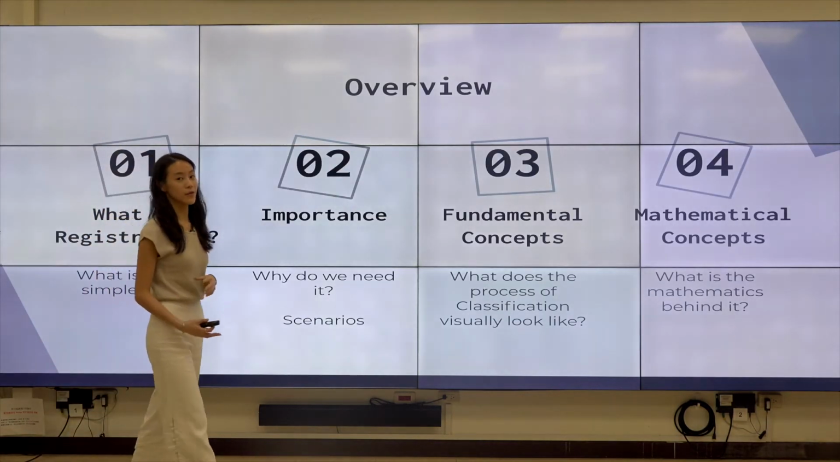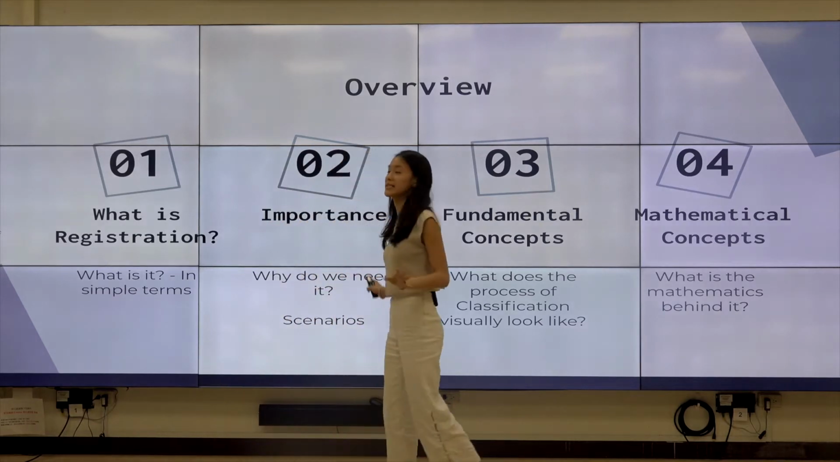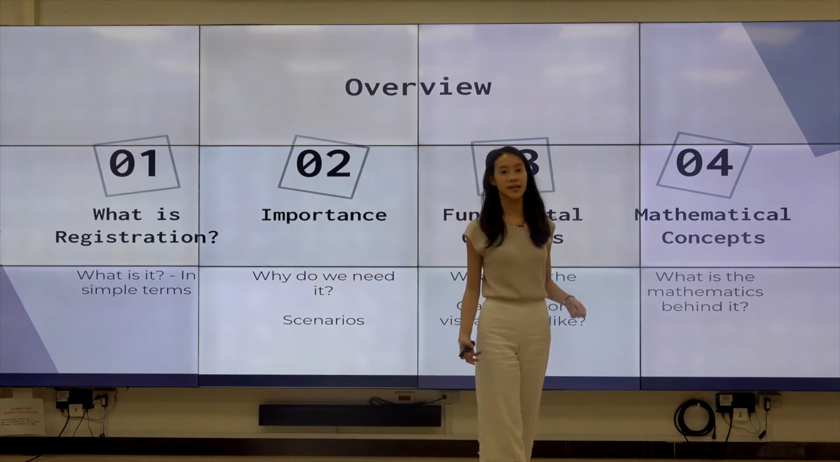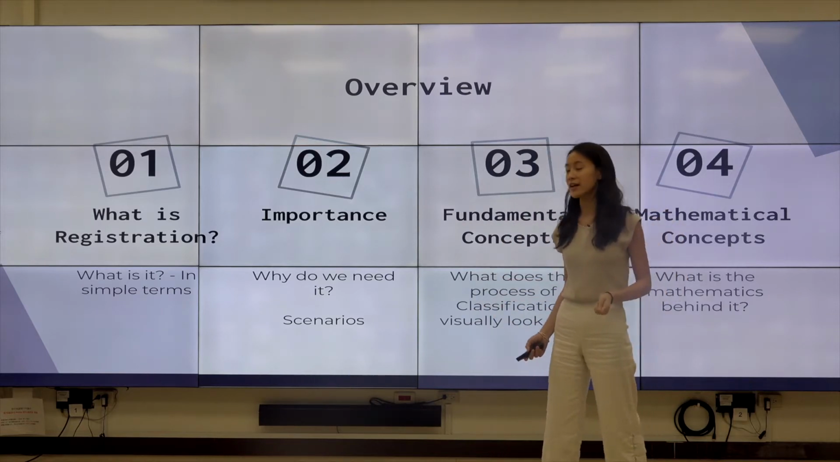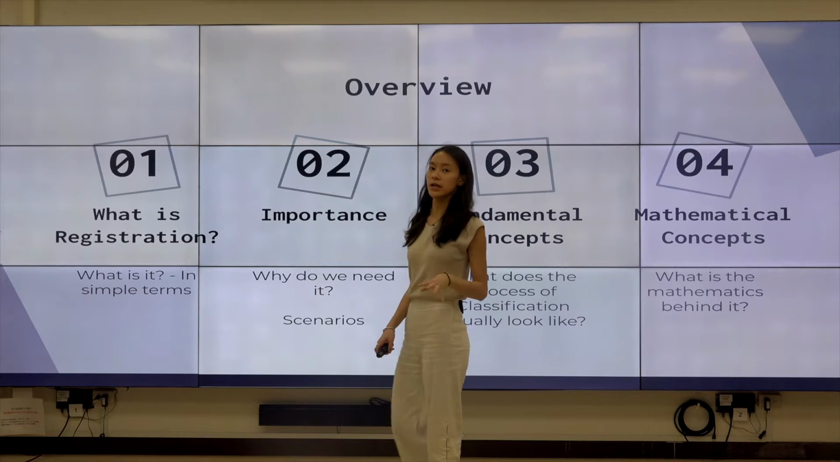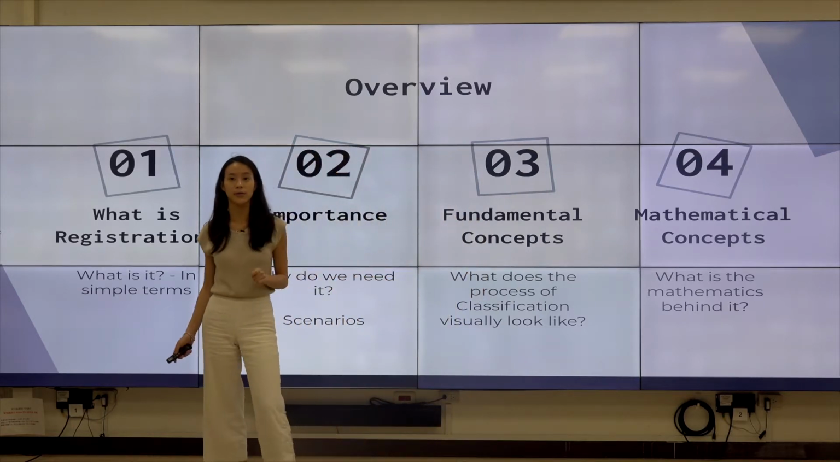So an overview of what we're going to be talking about today, same structure as the other videos. We're going to talk about what exactly is registration in simple terms. Then we're going to go into talking about the importance, so why is it significant? And then we're going to start talking about the fundamental concepts before finishing off with the mathematical concepts.